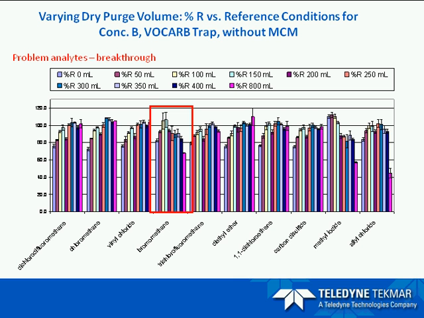Data collected for some analytes on a VOCs hydrophobic trap using Concentrator B without moisture control are displayed here in this plot. Now, the compounds highlighted in red, bromomethane, methyl iodide, and allyl chloride, only exhibit losses at very large dry purge volumes.